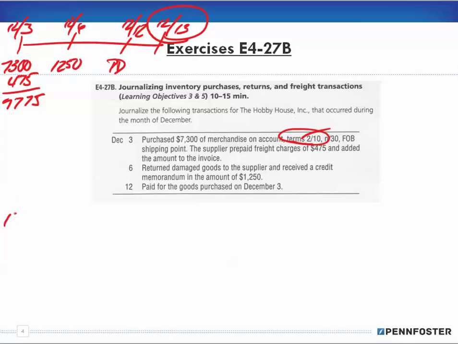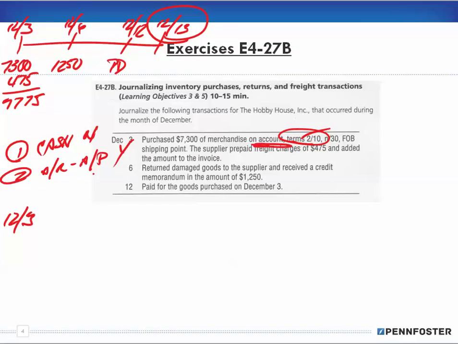So for our journal entries on 12/3, I'm purchasing $7,300 of merchandise on account. When making a journal entry, I ask myself, am I affecting cash? The answer is no, because it's on account. Then I ask myself, does that affect accounts receivable or accounts payable? The answer is yes, because I'm purchasing on account, so that's accounts payable. Accounts payable is a liability. The normal balance of a liability, meaning what increases the liability, is a credit.